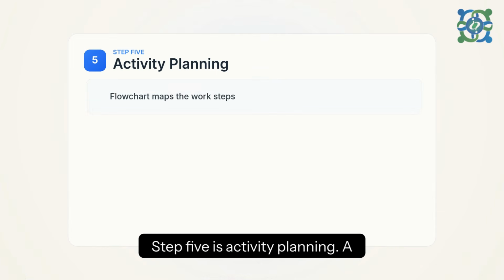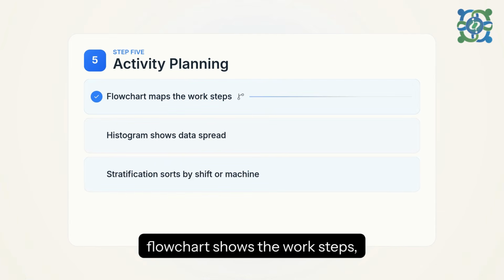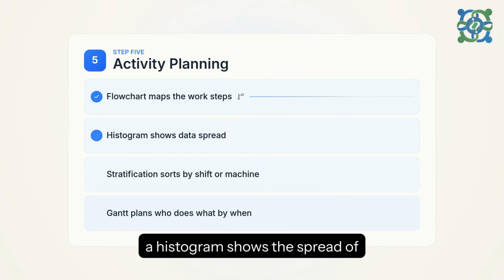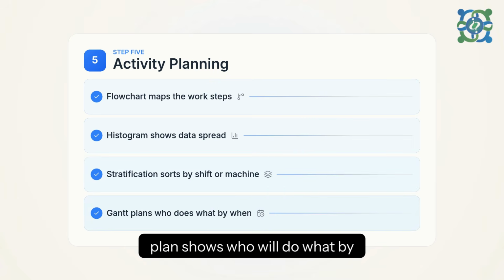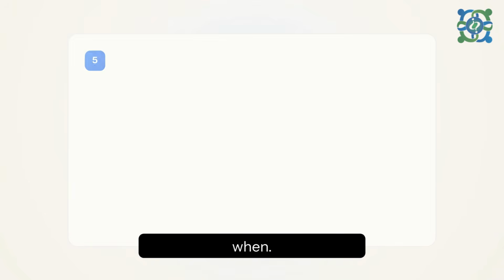Step 5 is activity planning. A flowchart shows the work steps, a histogram shows the spread of data, stratification sorts data by shift or machine, and a Gantt plan shows who will do what by when.